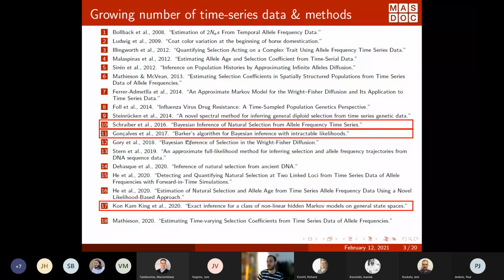But then they use the Barker step to deal with the fact that the likelihood introduced is an intractable quantity, which you cannot really evaluate because your reference measure doesn't account for the fact that you have boundaries. And finally, I'll briefly mention the Kwon-Kam-King paper from 2020. This does exact inference, but it's looking at the problem from the filtering perspective, so it's somewhat separate to what we're going to be presenting over here.